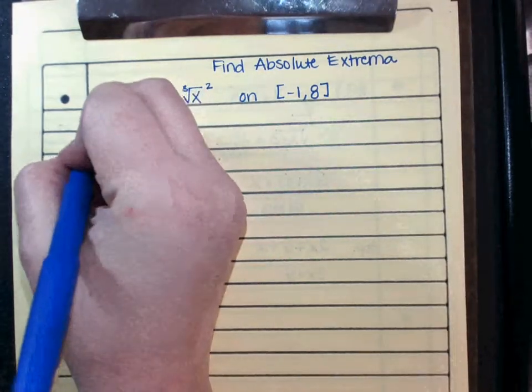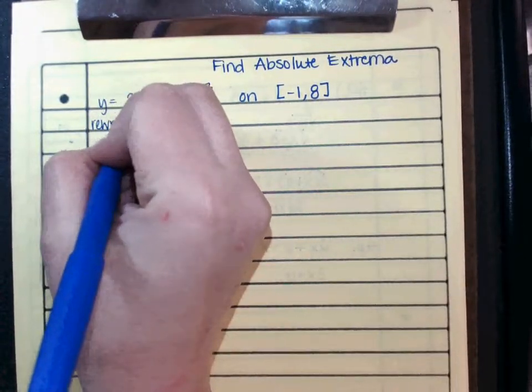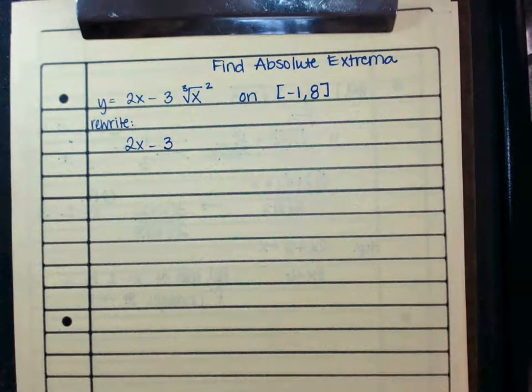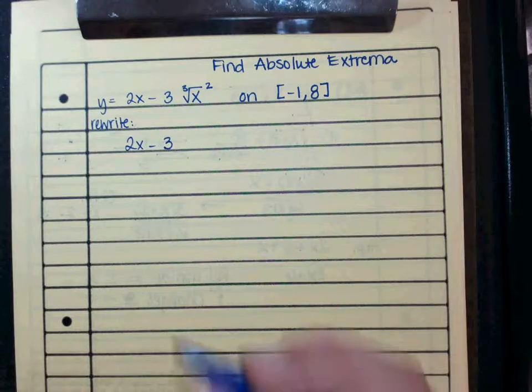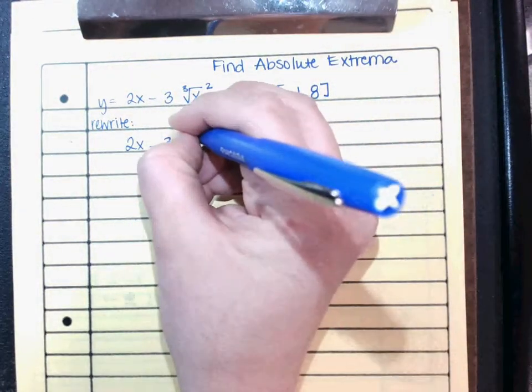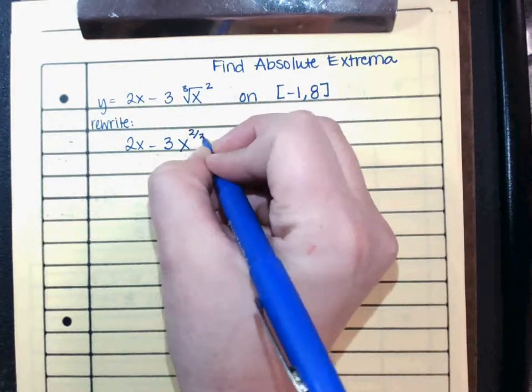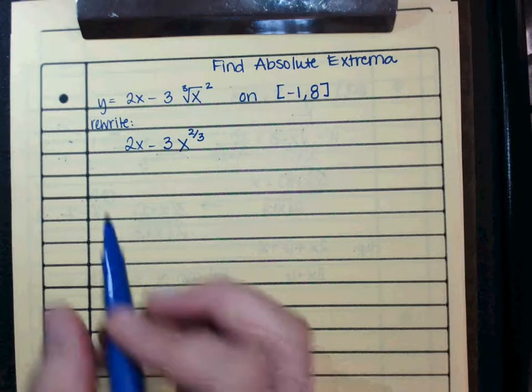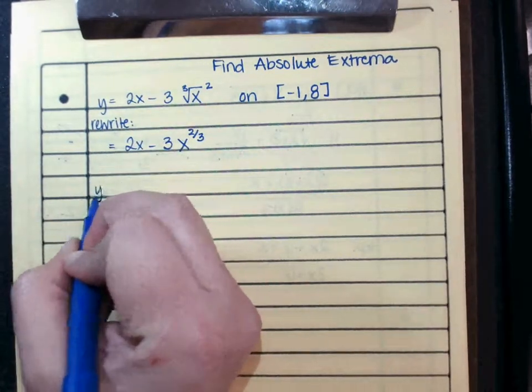Okay, so we're going to rewrite, remember this is not a derivative, 2x minus 3, and then when I get to that x part, remember it goes power over root. Okay, so what would I put? 2/3. And the reason that I'm doing that is that I want to be able to take the derivative easily. Okay, so this is y. Now let's do y prime.